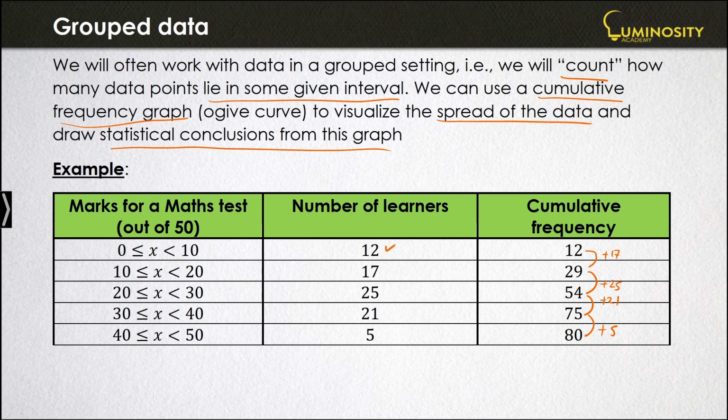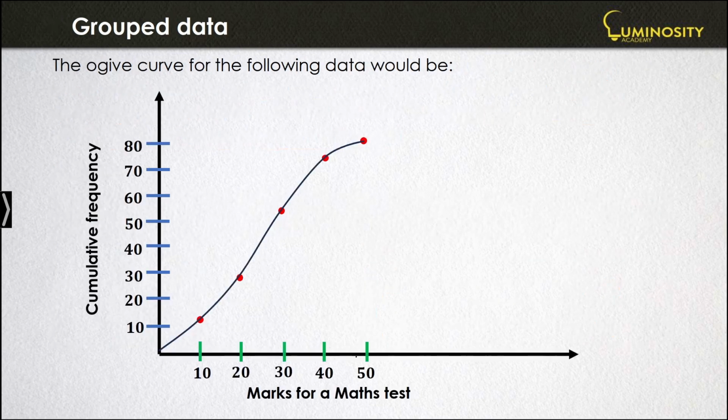There are no overlaps between these numbers, because someone out of the 25 that got between 20 and 30 can't also get something between 40 and 50. They've already got their mark. Okay, so there's no overlap between the intervals. Now the ogive curve for the following data would be as follows.